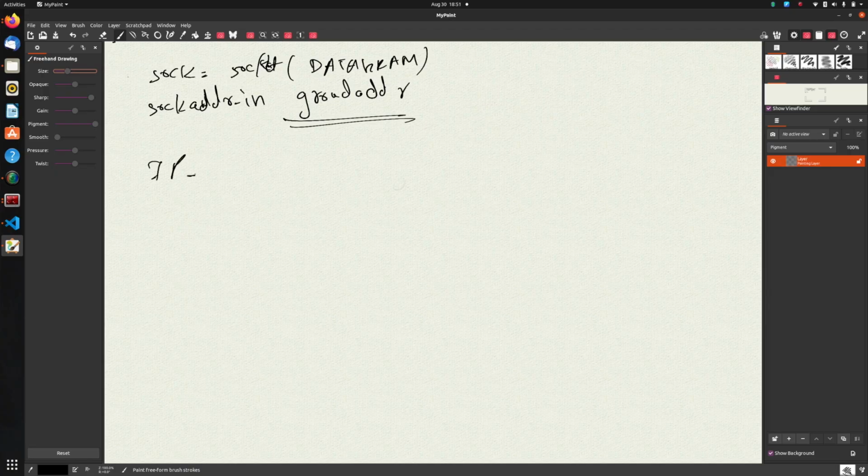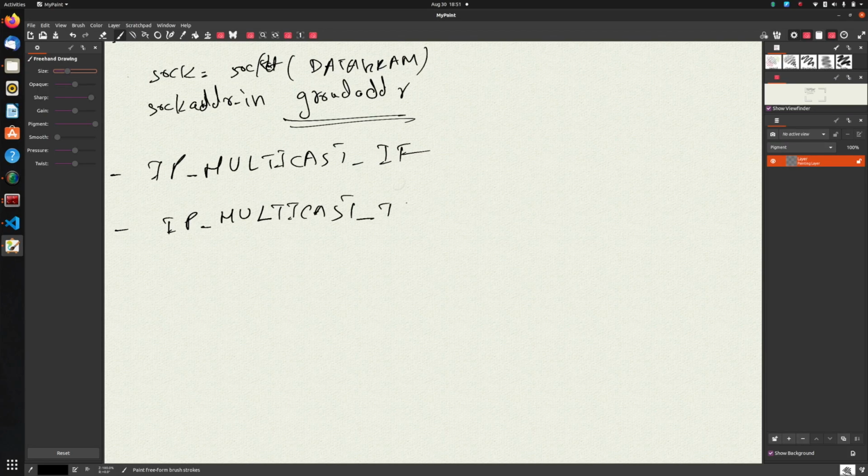IP multicast IF. So this is one. The other socket option that you would want to care about is IP multicast TTL.